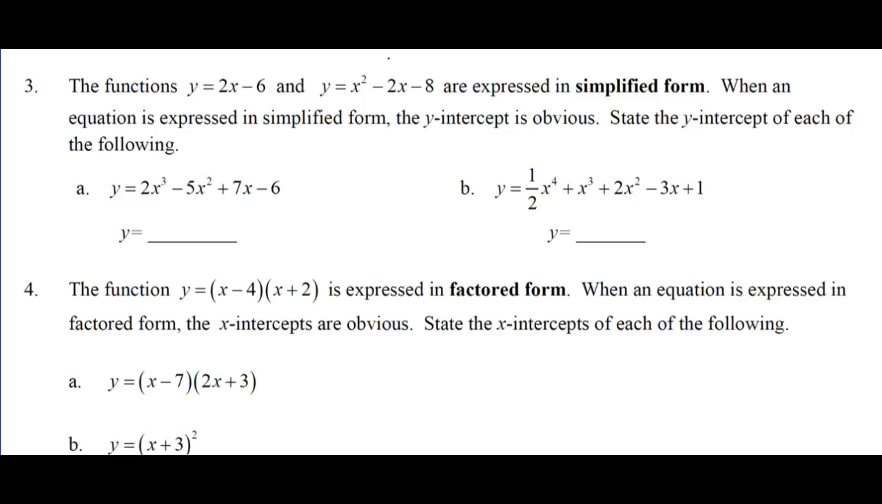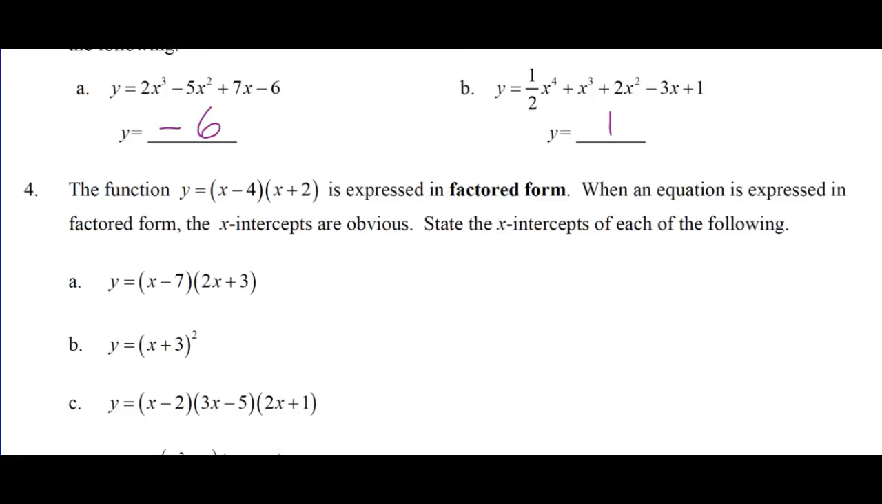The functions y equals 2x minus 6 and y equals x squared minus are expressed in simplified form. When it's in simplified form, the y-intercept is obvious. State the y-intercept. What's the y-intercept? Okay. We're allowed to have y equals. I wish we were consistent. I feel bad that we're not. Here, the y-intercept is y equals 1.